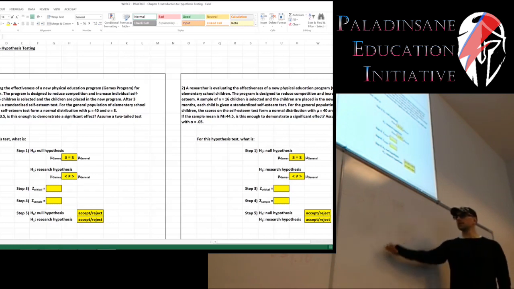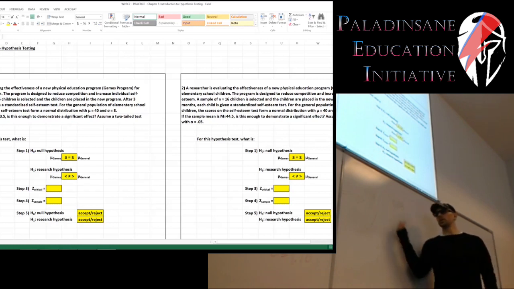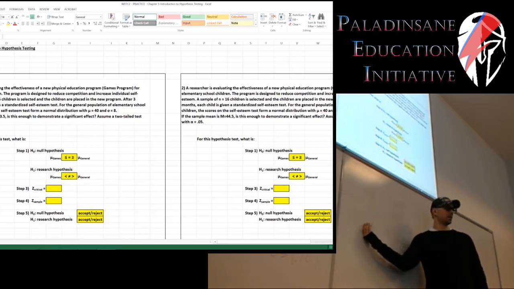So the question will say, we're looking for an increase. If we're looking for an increase, positive cutoff score. The question will say, we're looking for a decrease. If we're looking for a decrease, one-tailed, negative cutoff score.